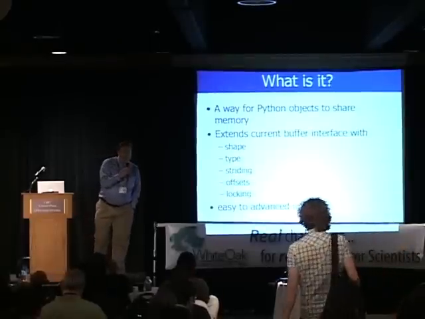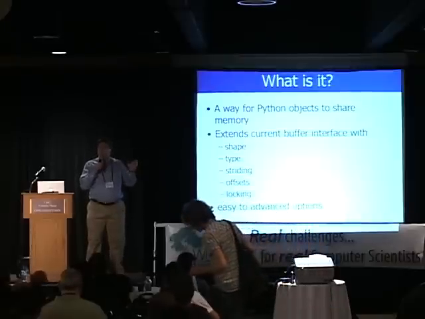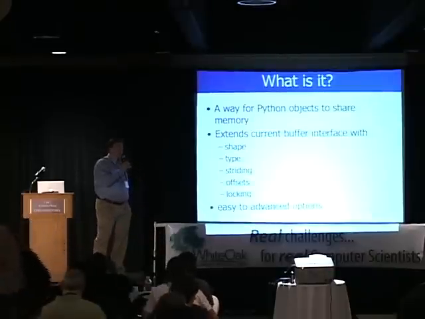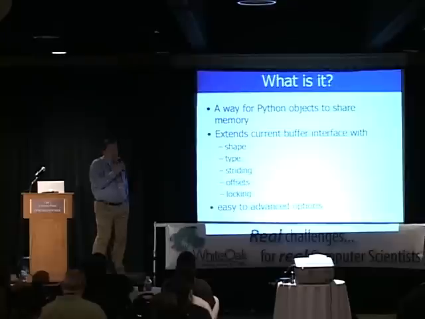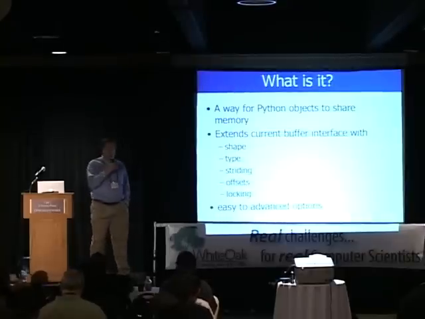The current buffer interface only gives you a pointer to a memory and then how long it is, with a little bit of this sort of rarely used number of segments. I don't actually know of any object that uses that. NumPy did for a while, but because it wasn't quite a good match, we stopped doing that.